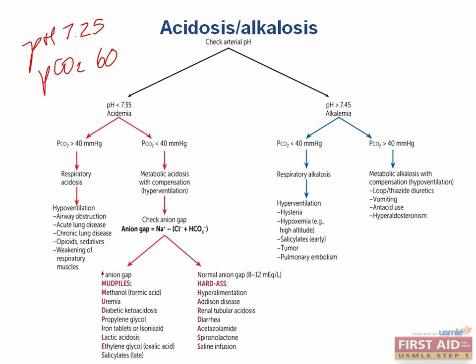Now that we know it's an acidemia, we have to figure out if it's metabolic or respiratory. Since CO2 functions like an acid, a high CO2 level would point to a respiratory acidosis as the primary disturbance. This patient's PCO2 is 60, so it's high. And if you look down the list, you see opioids listed as a cause of respiratory acidosis, which makes sense. So this patient has a respiratory acidosis.